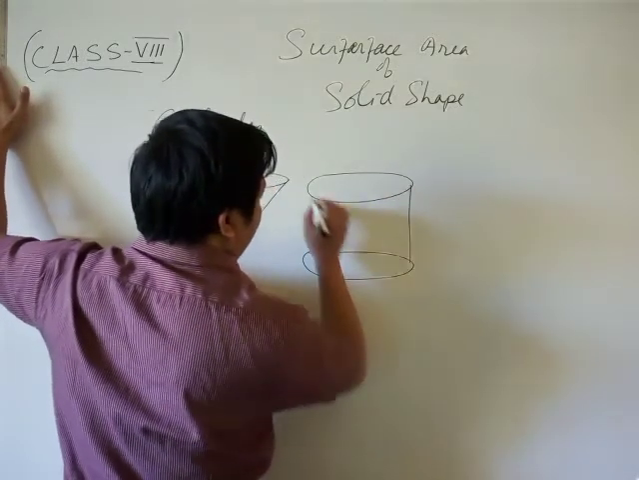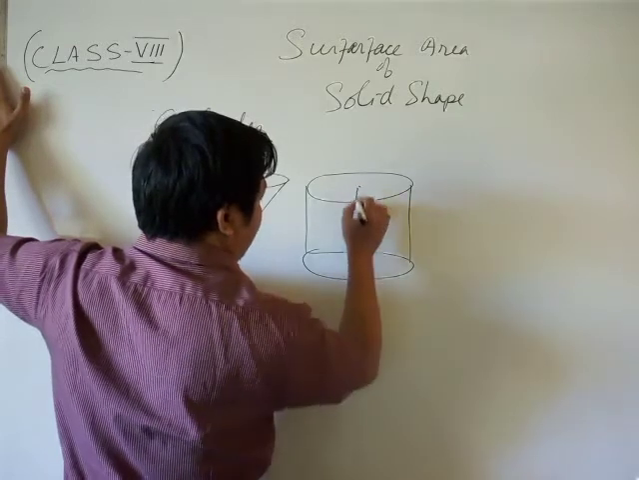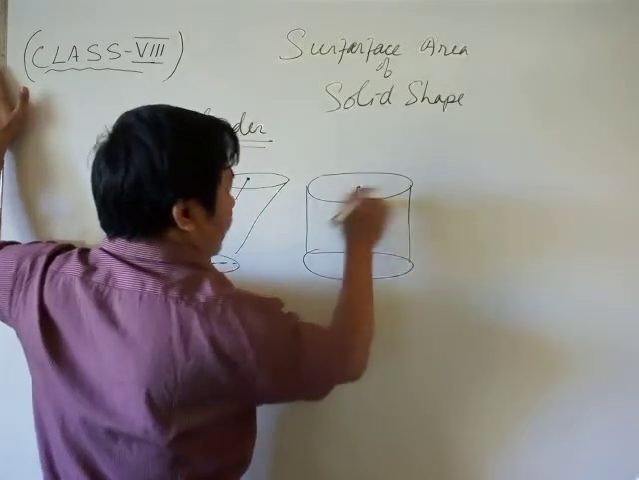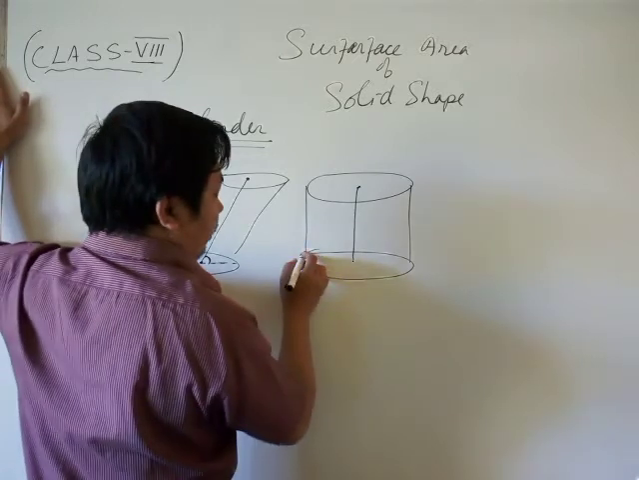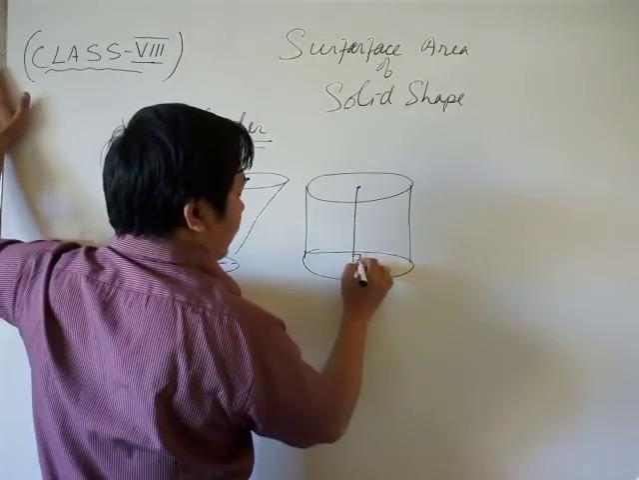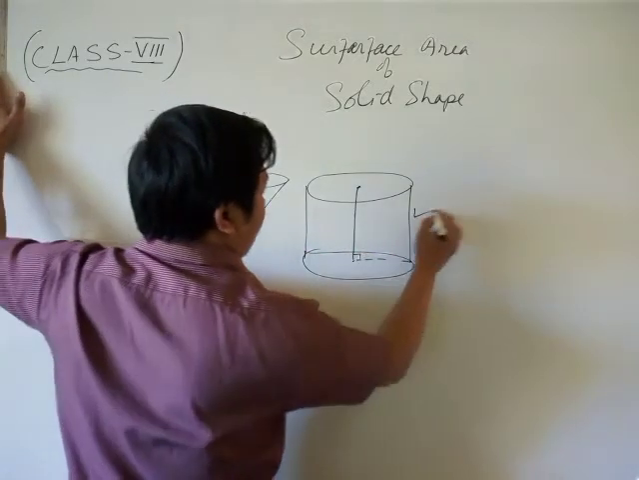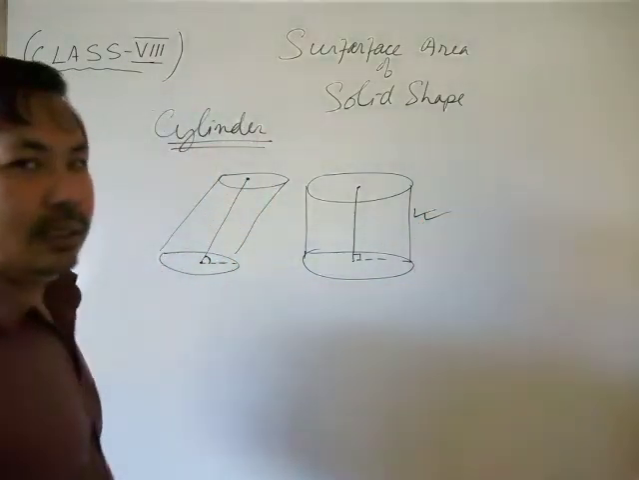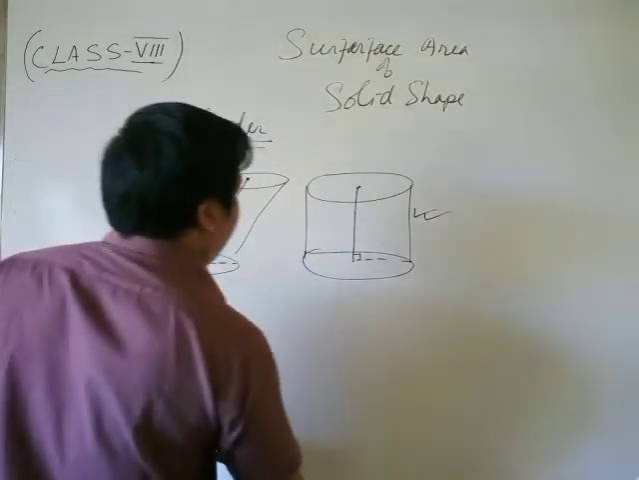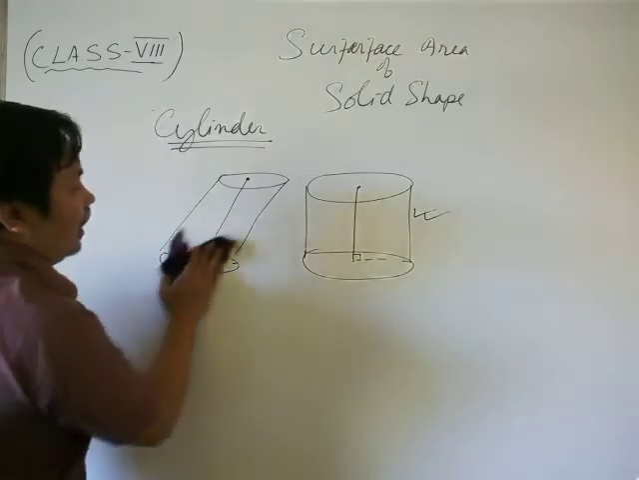But you will get one cylinder like this. If you join the center points of the circular surfaces, then you get a 90 degree angle. This is called a right cylinder. So we are going to discuss the right cylinder. This kind of cylinder we will be discussing in the later classes.